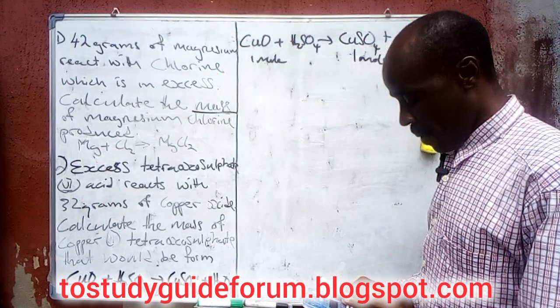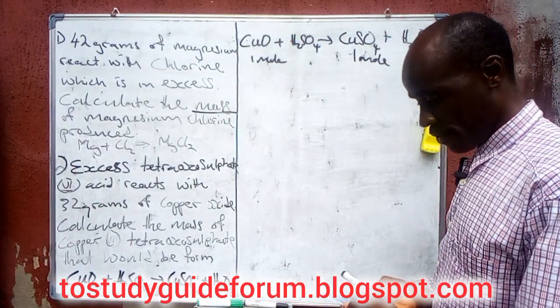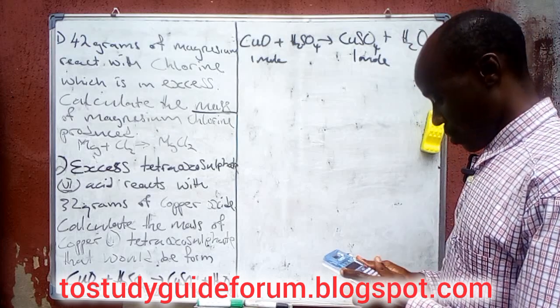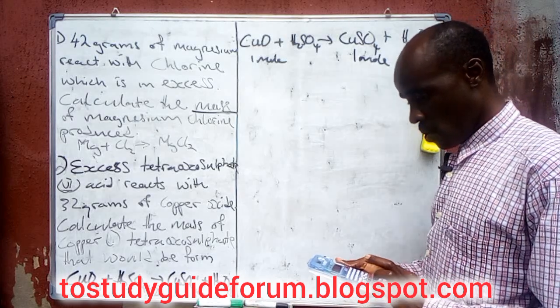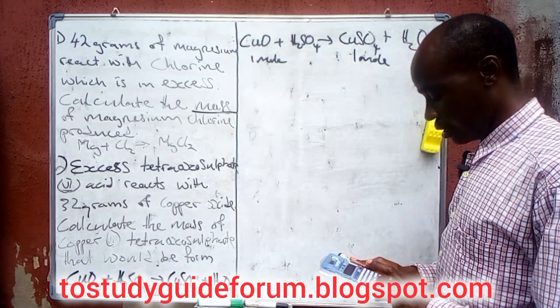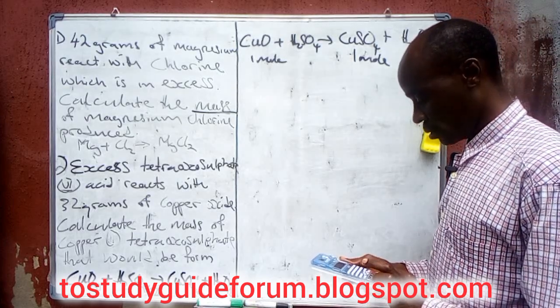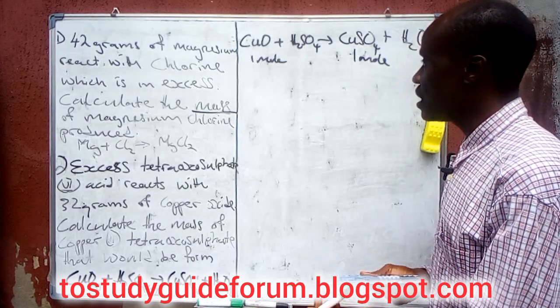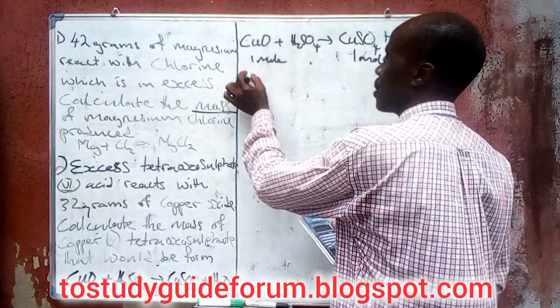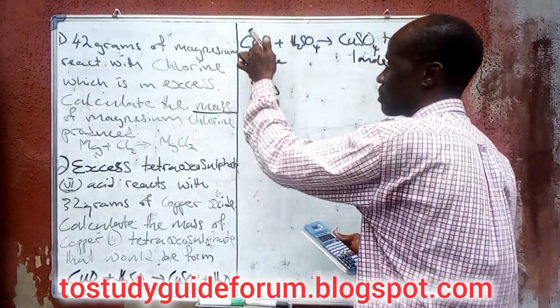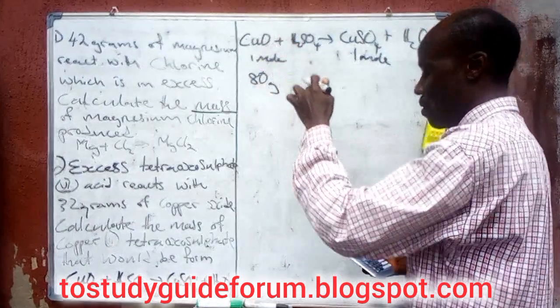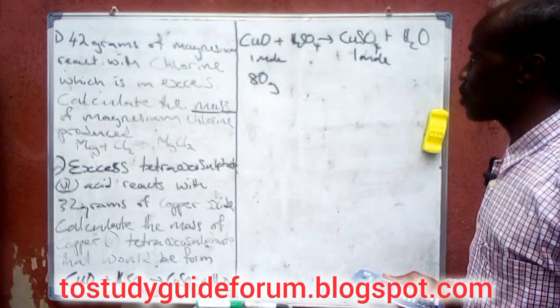Copper, we know copper to have a relative molecular mass of 64, and oxygen is 16. That is 64 plus 16. We have 80. The mass from this chemical equation, 80 grams. From here, 64 plus 16 will give us 80.